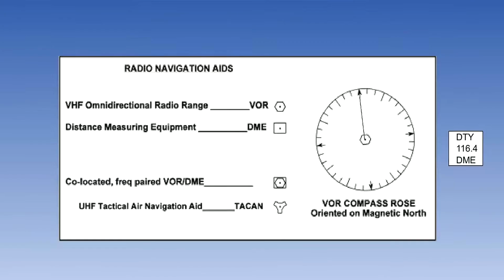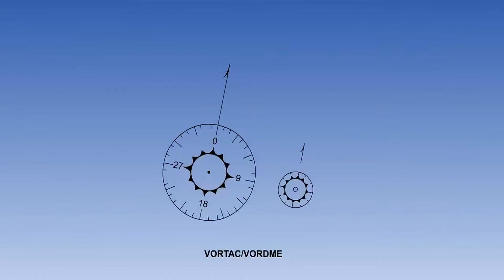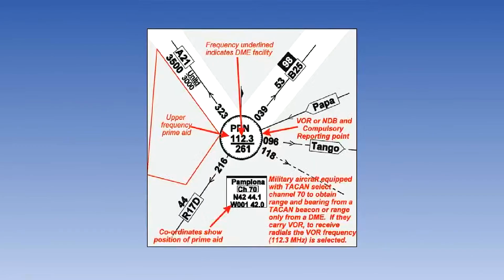It has this symbol. Slightly different symbols are used in this Jeppesen en route chart. In this high-level chart, the VOR frequency is underlined to indicate DME.